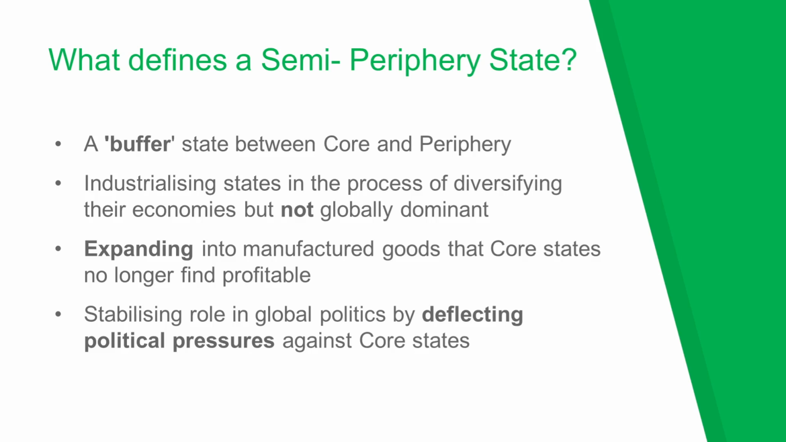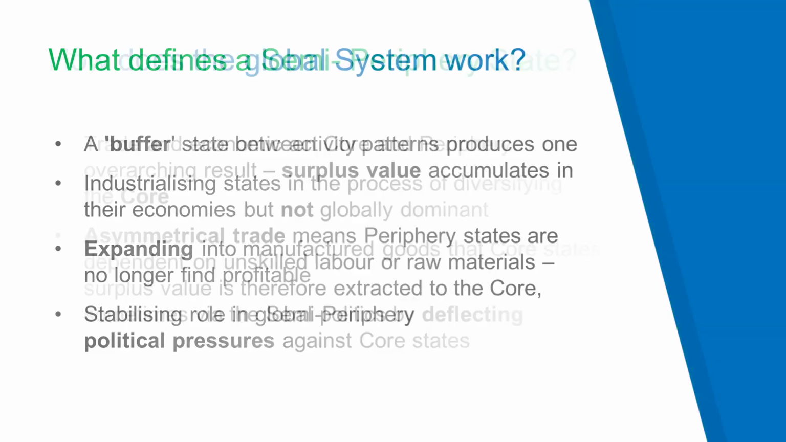So they have a stabilizing role. Semi-periphery states will help stabilize the world system, encourage regional rivalry and regional competition. They will take on some of the manufacturing aspects of global supply chains that are no longer as profitable to run in core states, but they are still very much within this single global world system.